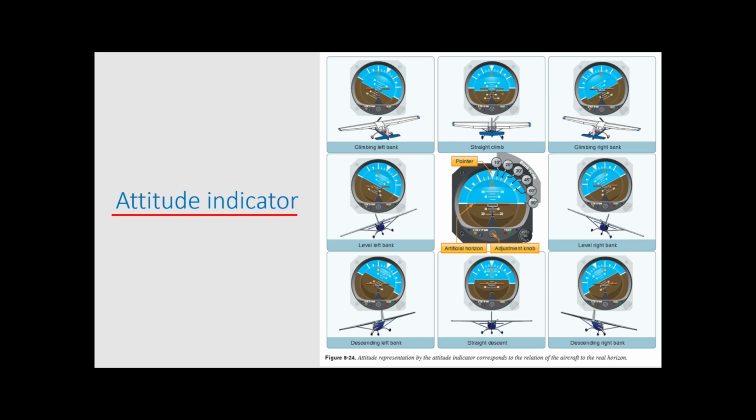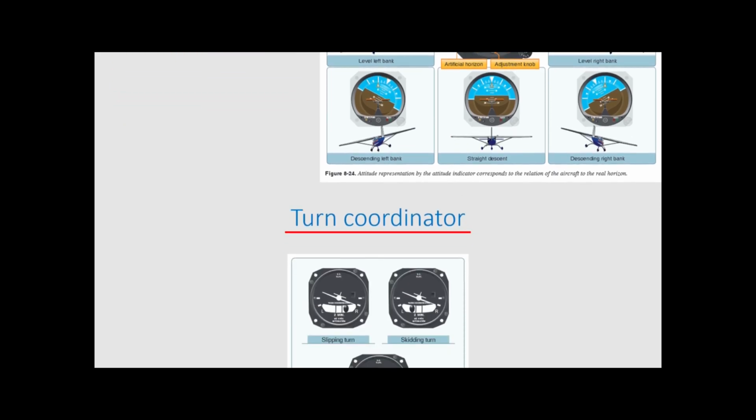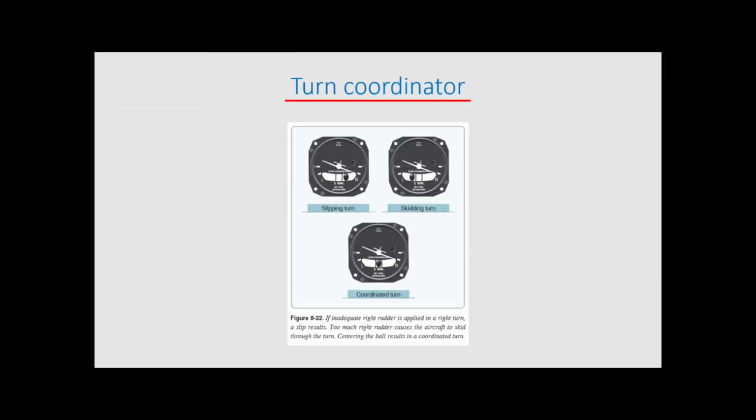So if we have the orange nose above the horizon, we are in a climb or a nose high attitude. If it's below the horizon, we are in a nose low attitude. If we have wings turned to the right, we are in a level right bank, and wings to the left, level left bank. The turn coordinator is an electrically driven gyroscopic instrument.